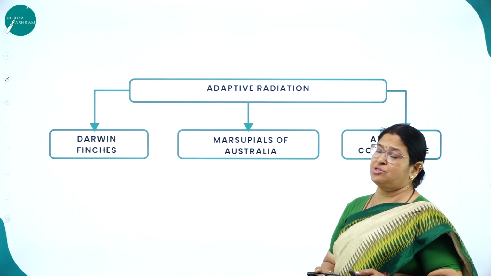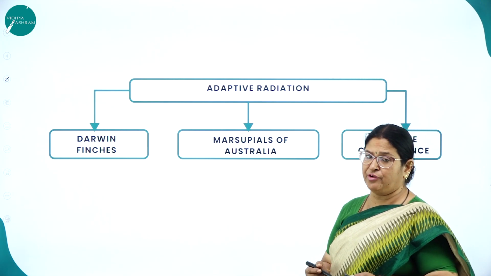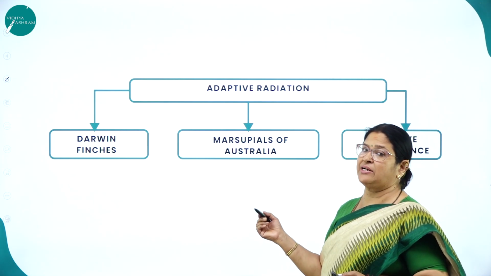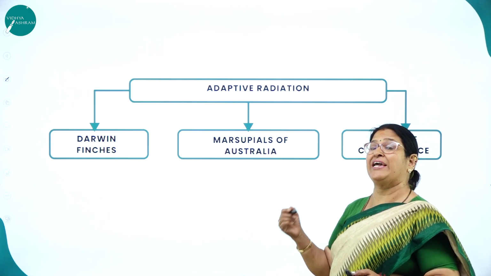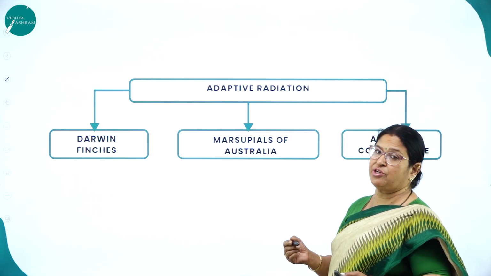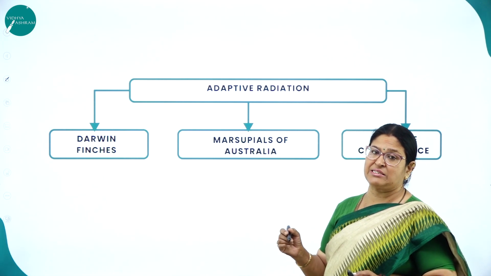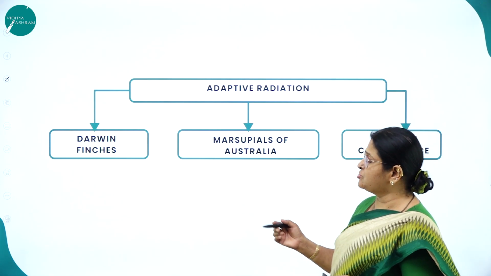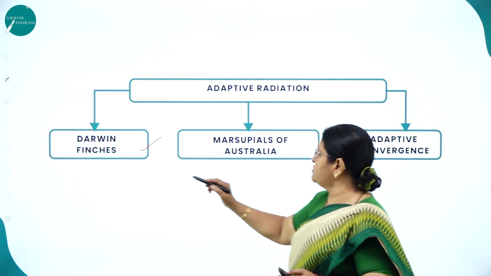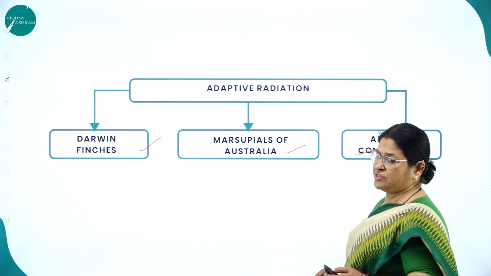Adaptive radiation. So here it's a very important concept from examination point of view. Anyhow, I am going to discuss that in the coming slides. What is adaptive radiation? What are the examples you are supposed to give for adaptive radiation? This is one such question which is usually asked in the examination. What is adaptive radiation? Give examples. So you can give examples of Darwin's finches, marsupials of Australia and adaptive convergence.